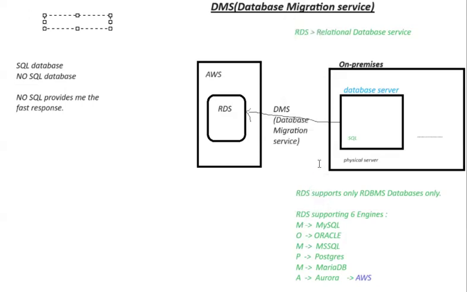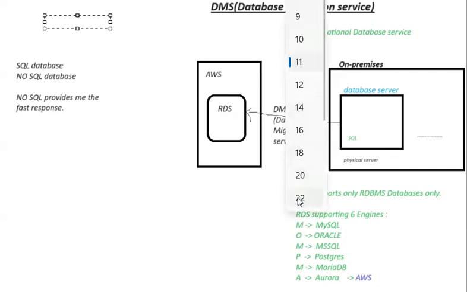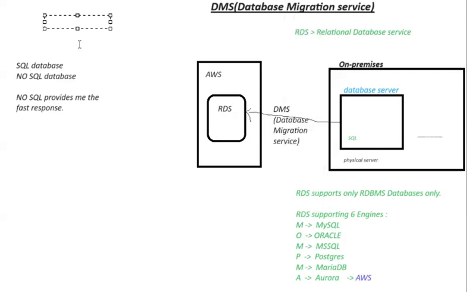Okay. By using which service does AWS provide me these NoSQL databases, sir? By using DynamoDB. What is the service name? DynamoDB. So if any interviewer asks you what is the NoSQL database service in AWS, then you need to answer DynamoDB.